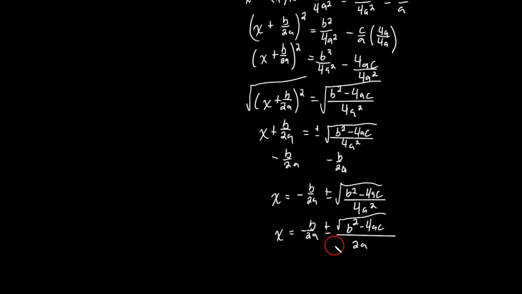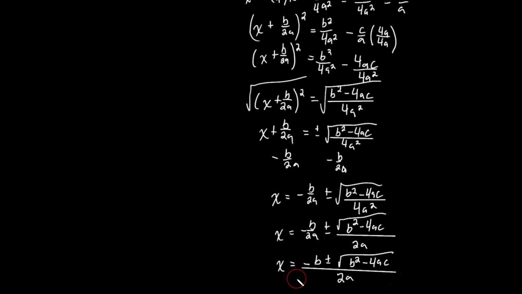So now we can add these together to fully simplify. That would give us x equals negative b plus or minus the square root of b squared minus 4ac, that whole quantity, all of it over 2a. And there you have it. There is your quadratic formula. You will come to love this quadratic formula right here.